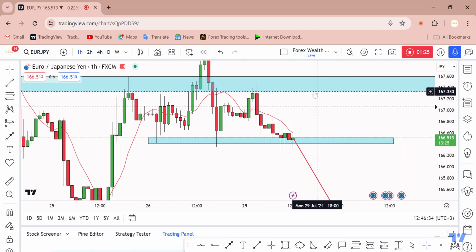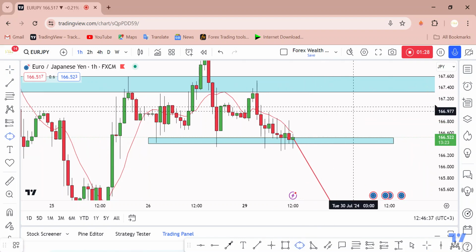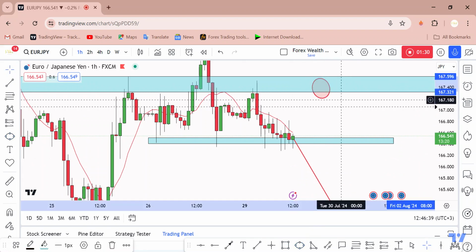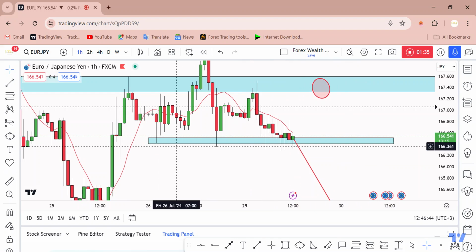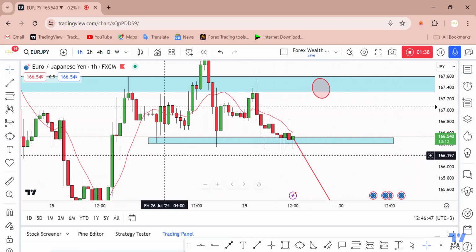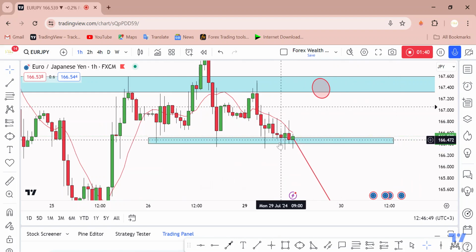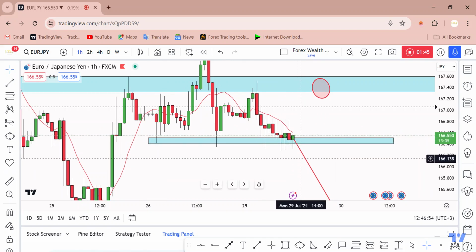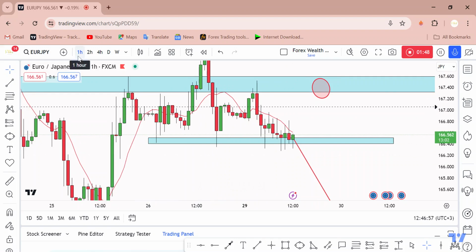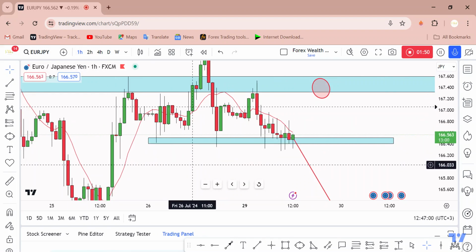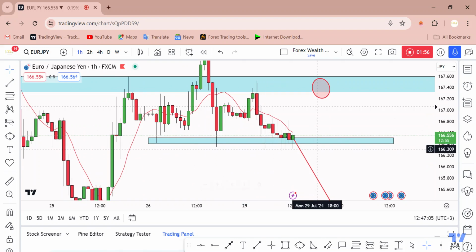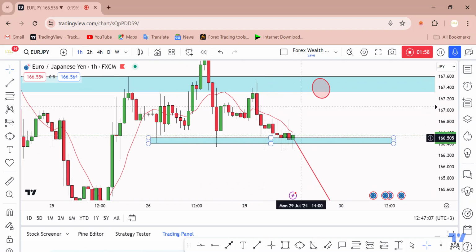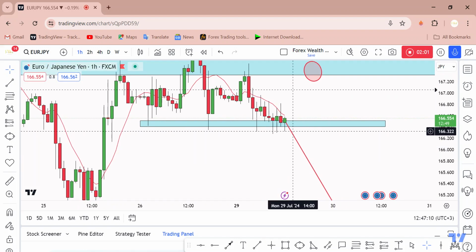So my entry was supposed to be around here. This is the right entry. I missed it. So what I'm gonna do is draw an area of support at the place where the price is unable to break it, and I will wait for the price to come below it and close below it on the same time frame I chose. So I chose the 1 hour and I drew the block at the 1 hour time frame. So I'm gonna wait for a 1 hour closure below the area, and from there I'm gonna enter my sell trade.